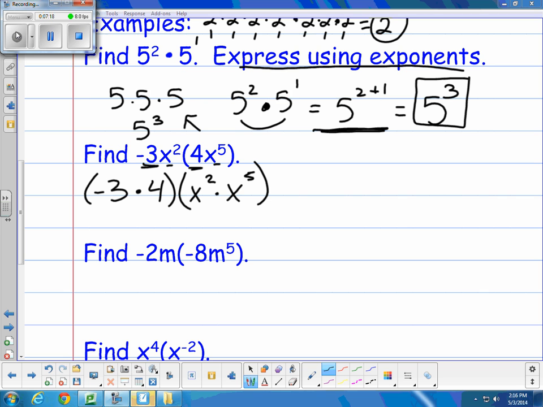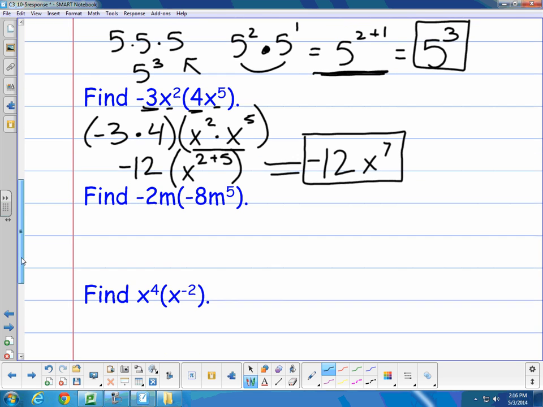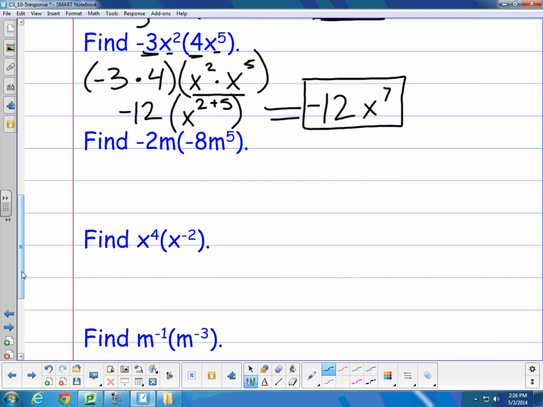So here we know -3 times 4 is -12. What we also know is when we multiply powers together, that's really just adding our exponents. So this is x to the second plus the fifth. Okay, so this isn't too bad for us. So now I can simplify that. Well, it's a -12 coefficient times x, and 2 plus 5 is just 7. Okay? So knowing that, why don't you pause your video quick and try this next one, and then when you come back, we'll be able to do that one together.